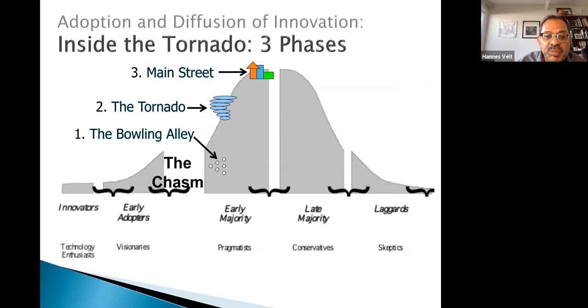So let me pause here and see if you've completely grasped the nuances of this theory of crossing the chasm, or would you like to ask any questions or make any comments and observations from your experiences?